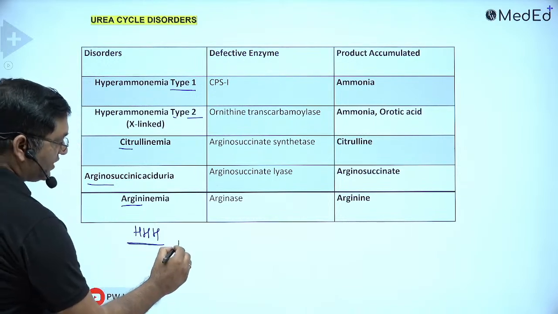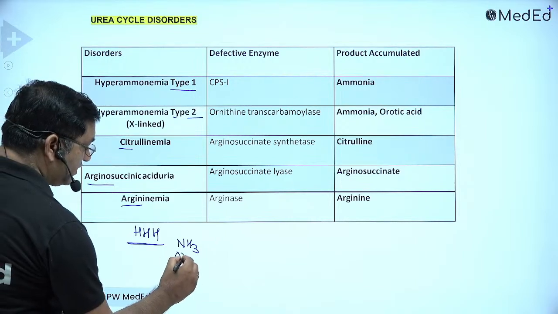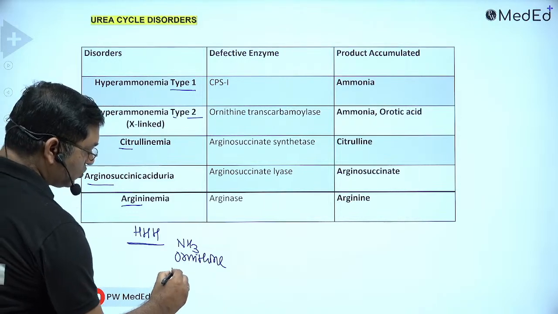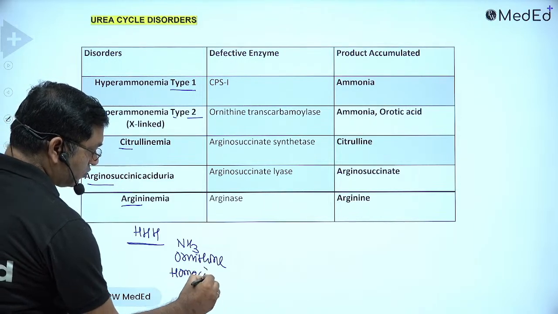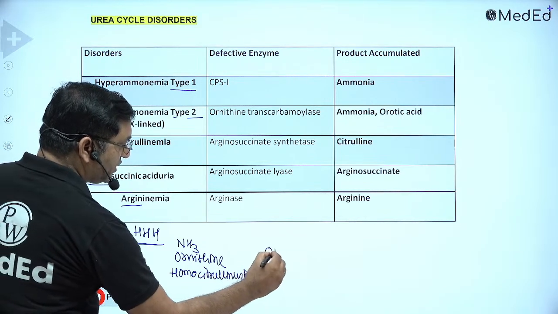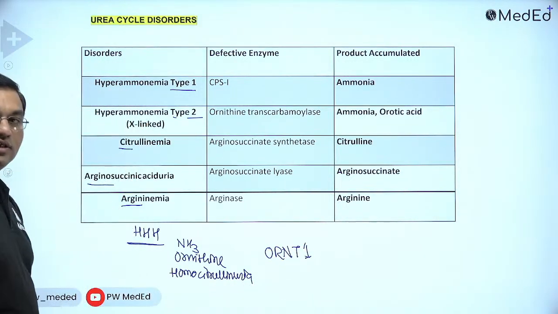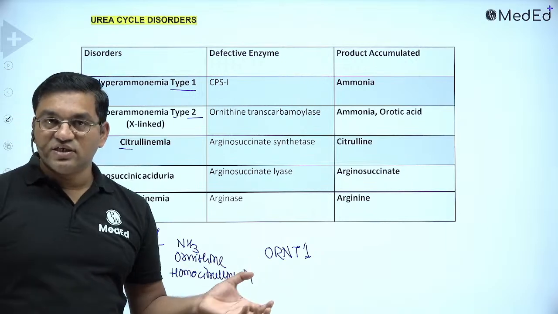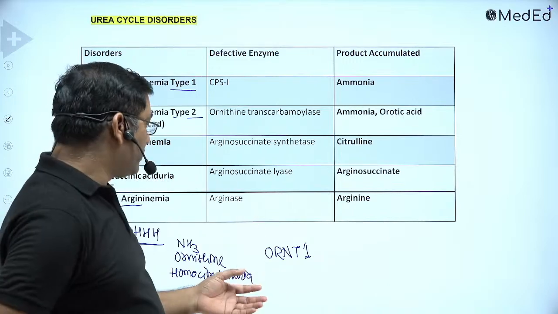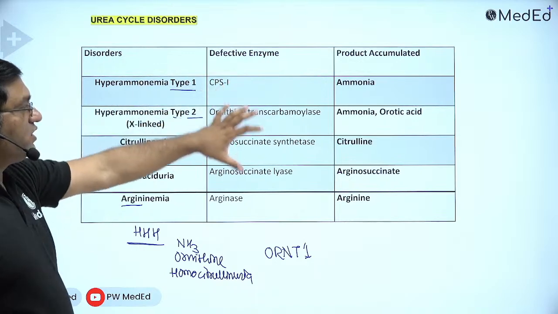Triple H syndrome indicates increased NH3, hyperammonemia, hyperornithinemia, and homocitrullinuria. It is due to a defect in the ORNT1 gene, the ornithine transporter gene. Due to a defect in this gene, there is failure of transport of ornithine from cytosol to mitochondria. So there is triple H syndrome. So these are the disorders, these are the defective enzymes.